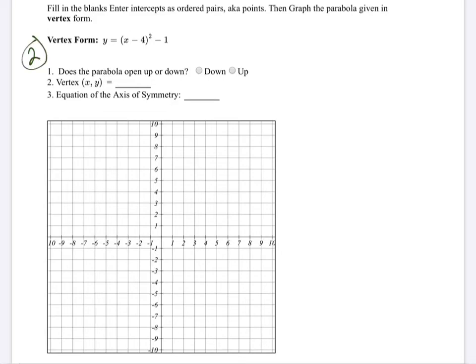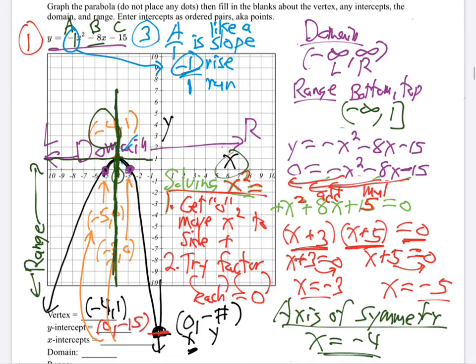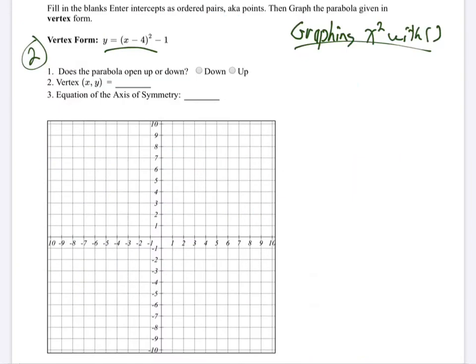Number 2. They're asking us on this equation to graph it. Now this one has parentheses, so it's a little different. This is graphing x squared with parentheses. It's easier. So the last problem, number 1, notice there were no parentheses, so it was harder. This will be easier. So all you do, let me write it: y equals x minus 4 squared minus 1.